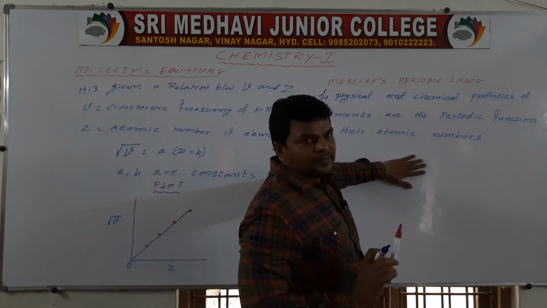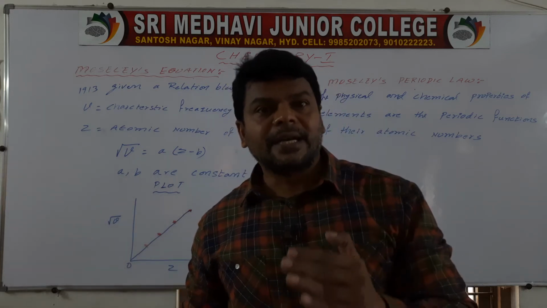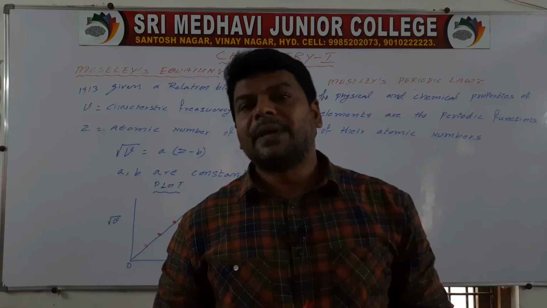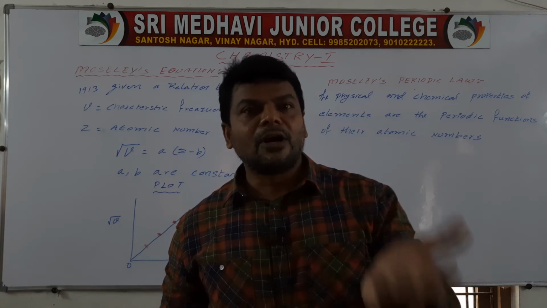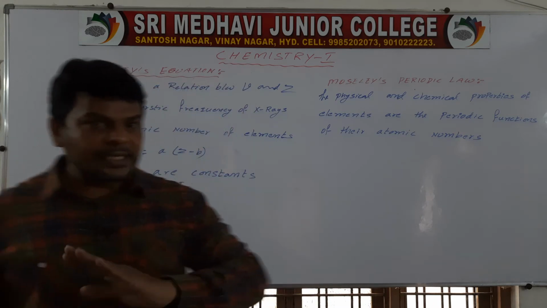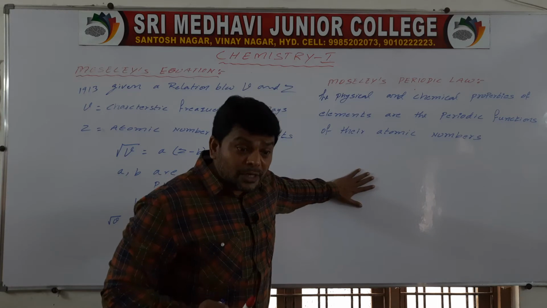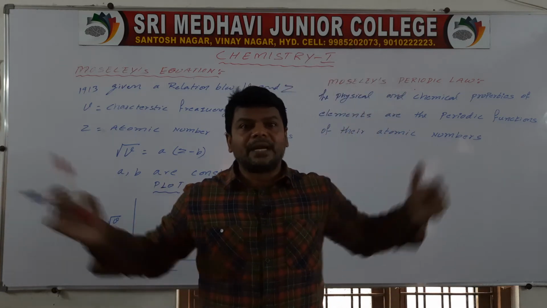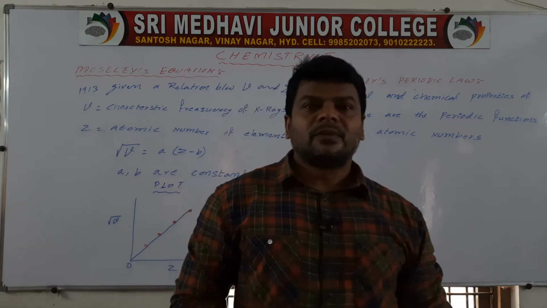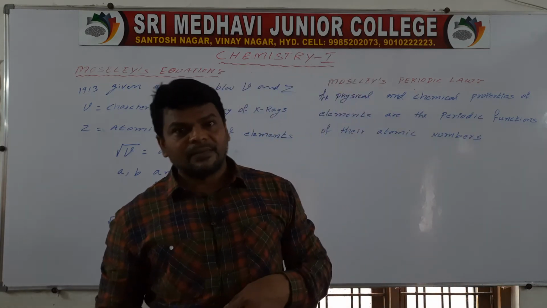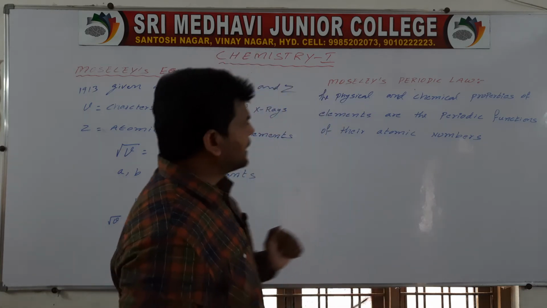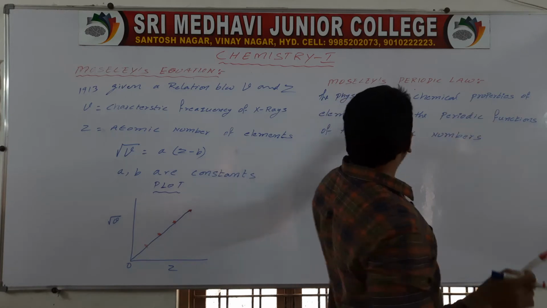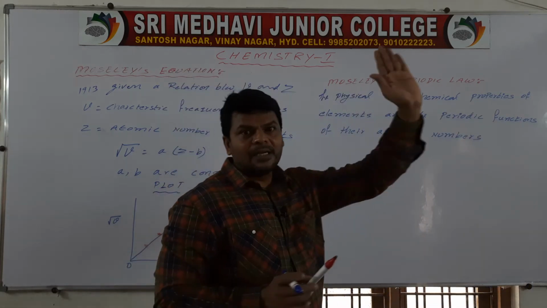Based on this periodic law, Niels Bohr constructed the long form of the periodic table. Now we are going to discuss the construction of the long form of the periodic table. Based on this conclusion, Niels Bohr proposed a periodic law, and based on that law, he constructed the long form of the periodic table which we are studying now, which contains nearly 112 elements. So this is Moseley's equation, and it is Moseley's periodic law: the physical and chemical properties of elements are the periodic functions of their atomic numbers.